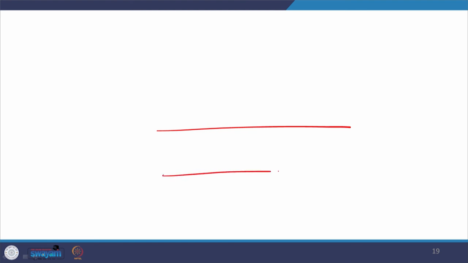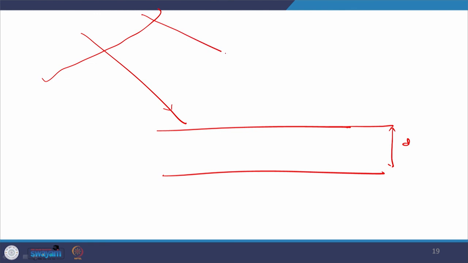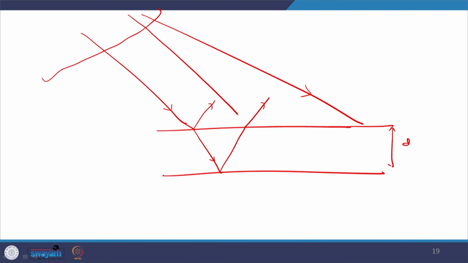This is our film, with a certain thickness d. Now, here we have an extended source, from which we are getting rays at different angles. What happens here is that when these rays come, a ray partially gets reflected from here, partially gets transmitted, and then gets reflected from here too. Similarly, another ray which is parallel to the first one falls here, partially gets reflected from here, transmitted, and then again reflected.